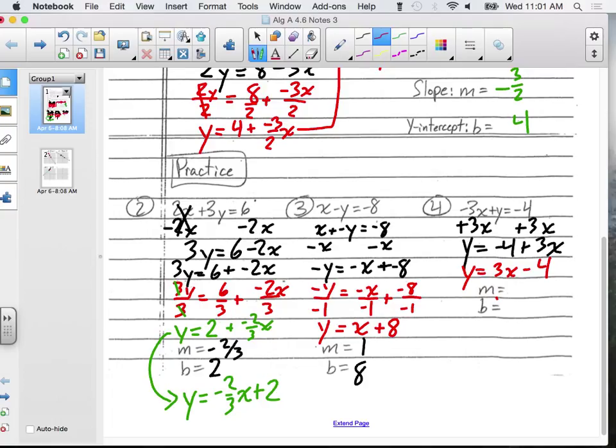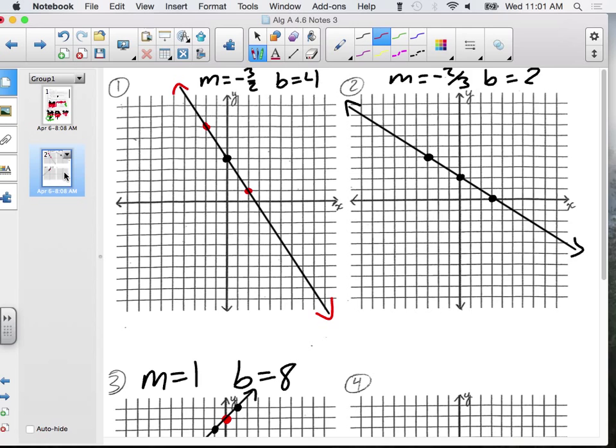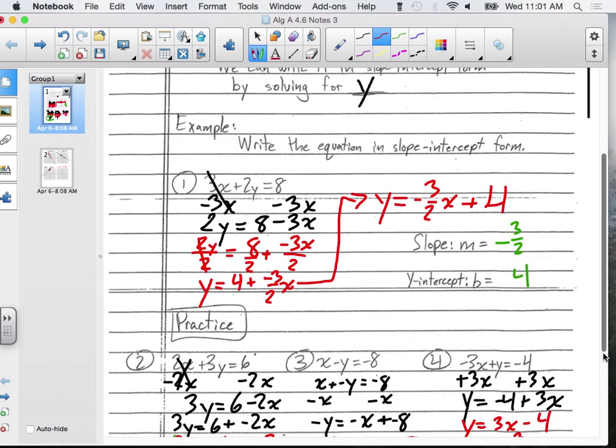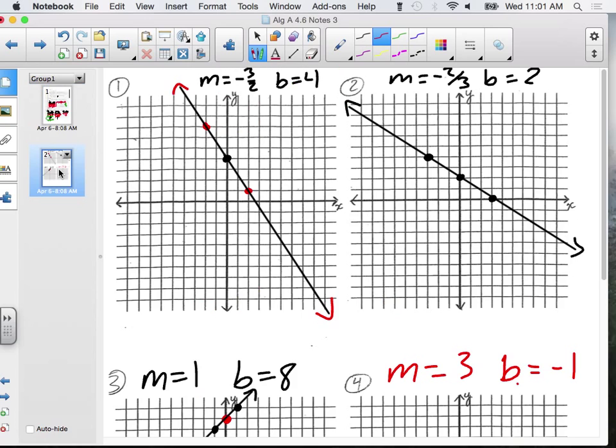So what's our slope for number 4? 3, and our y-intercept is negative 4. Now, last thing we gotta do is just graph it. And we write our slope and y-intercept. What was our slope again? 3, and a y-intercept of negative 4, not negative 1.